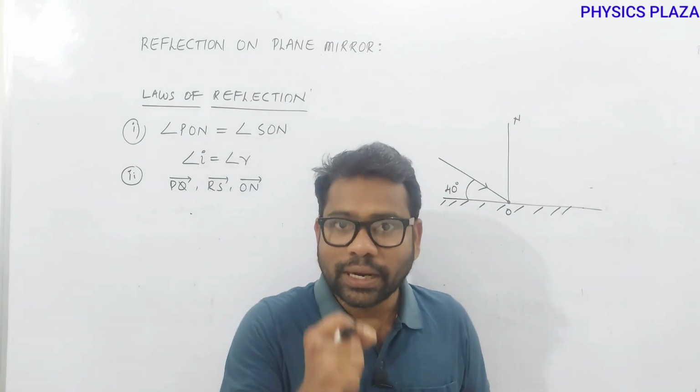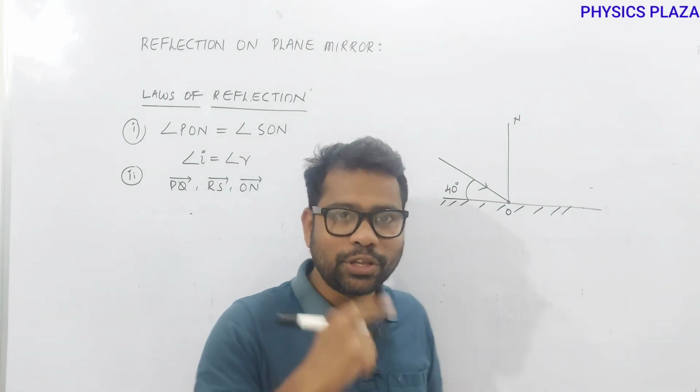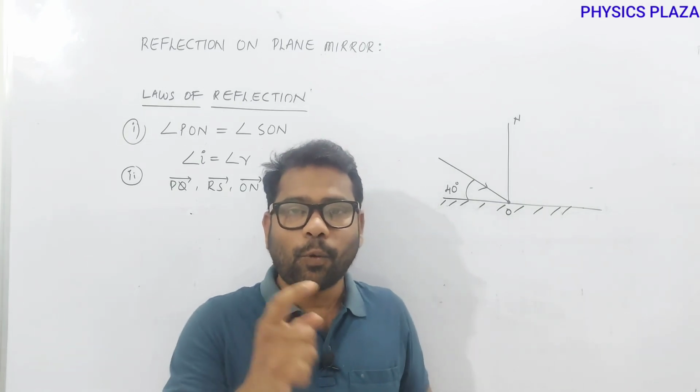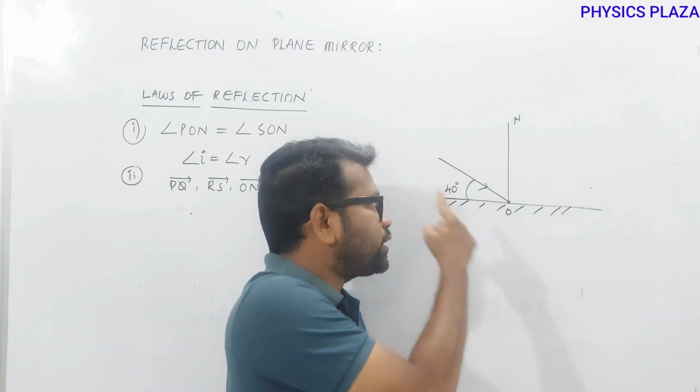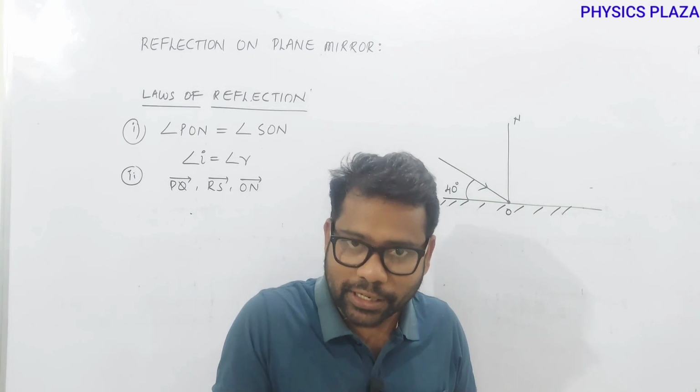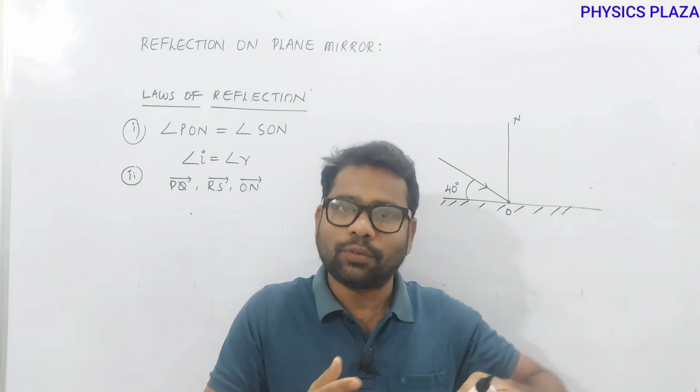Children, do you think that the angle of reflection is 40 degrees? You think? Come on, children. What is the angle of reflection? Is it 40 degrees? Yes or no? If it is yes, why is it yes?